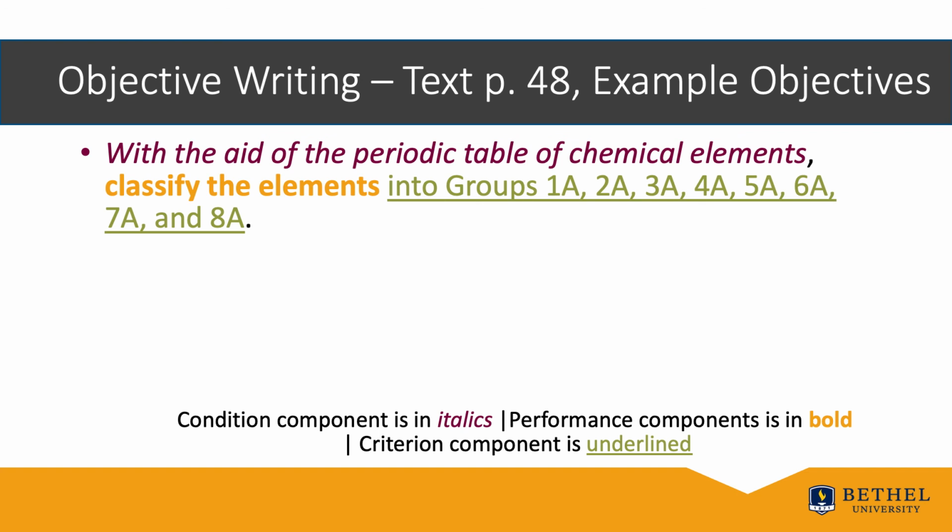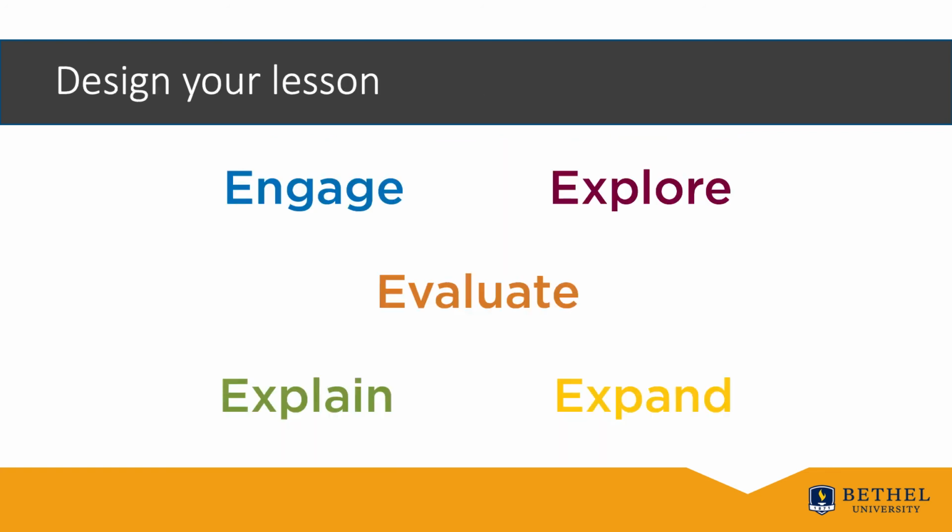With the aid of the periodic table of elements, so what's the condition? They're going to have the periodic table. Classify the elements. That's what they're going to be asked to perform. And we're going to ask them to classify them into groups 1A through 8A. So what's the criterion that they're going to have to meet? They're going to have to label them groups 1A to 8A on the periodic table. When you design your lesson, you want to think about engage, explain, evaluate, explore, and expand. How are you going to incorporate those throughout your lesson?